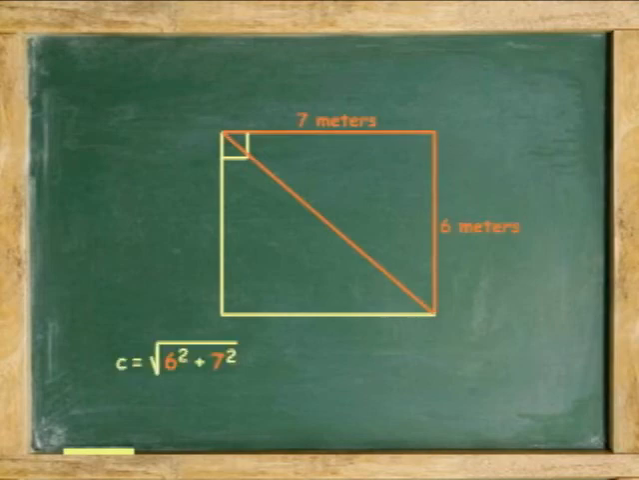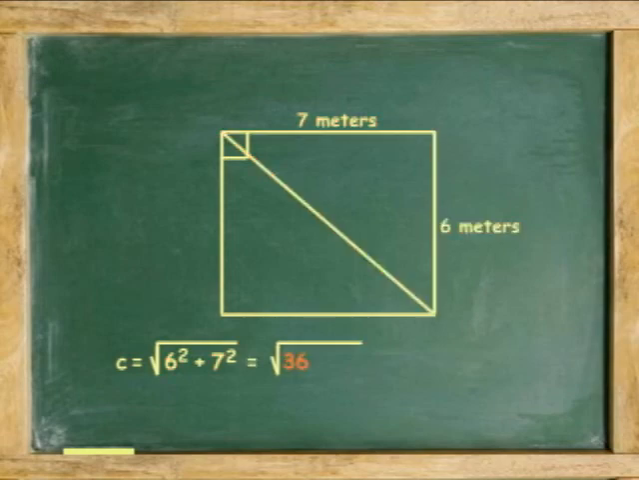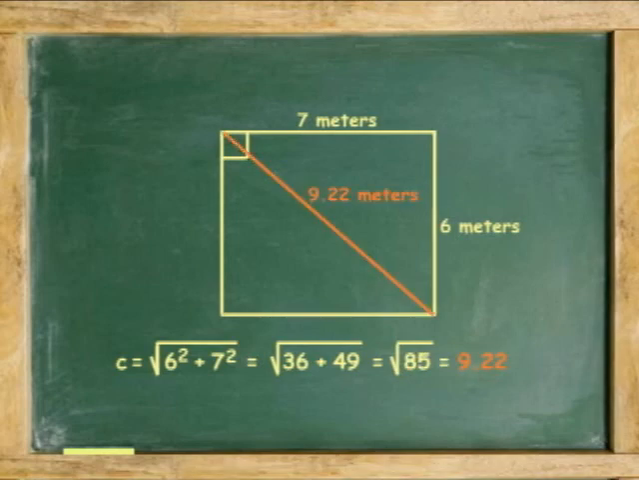Using the Pythagorean theorem, the diagonals become the hypotenuse of the triangle made up from the sides of the frame. Square 6, square 7. Adding 36 and 49, you get 85. Square root of 85 is 9.22. The diagonal must be 9.22 meters for the room to be a rectangle.